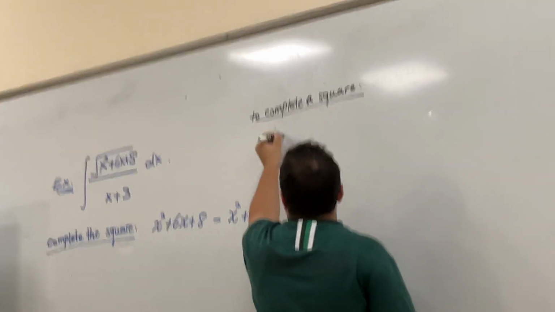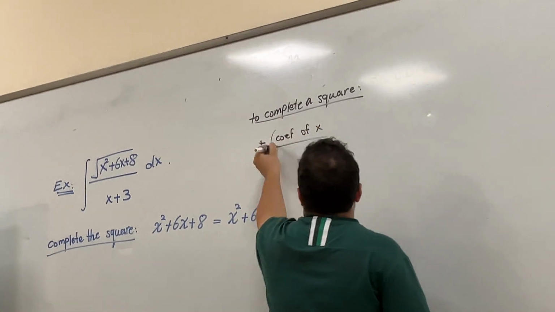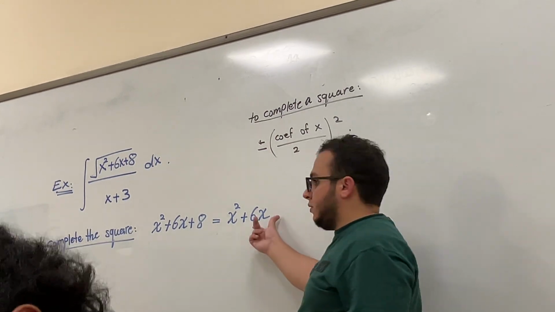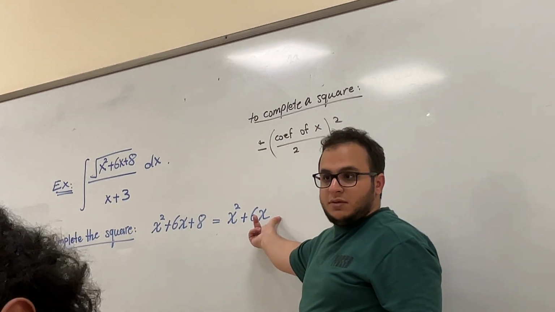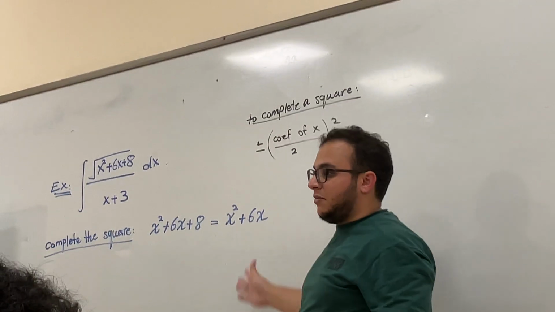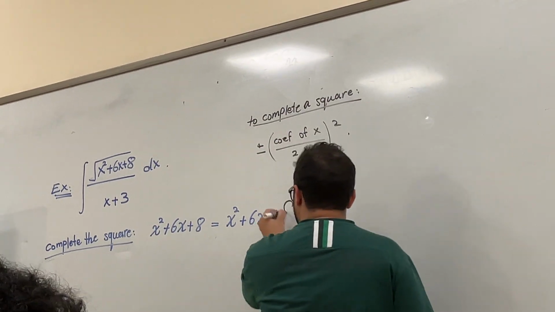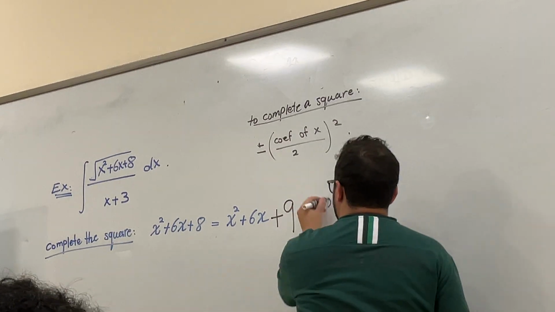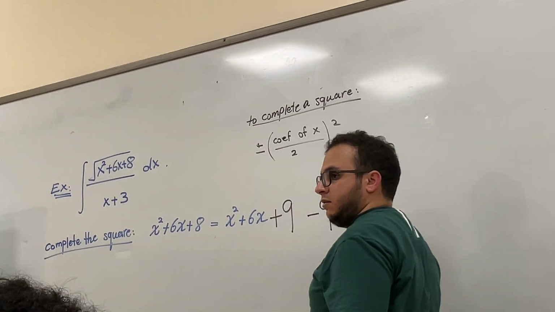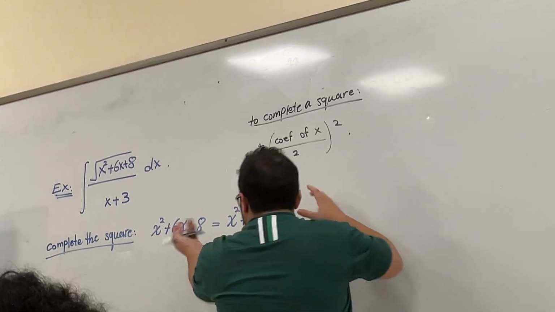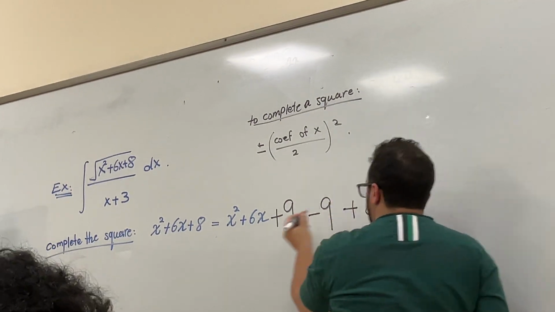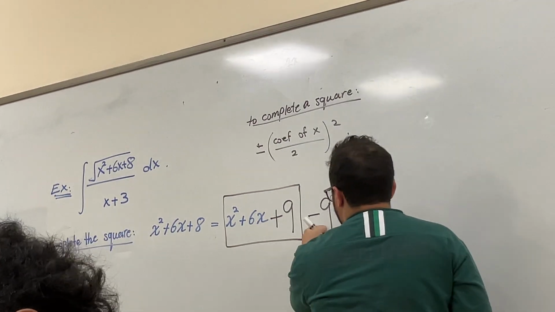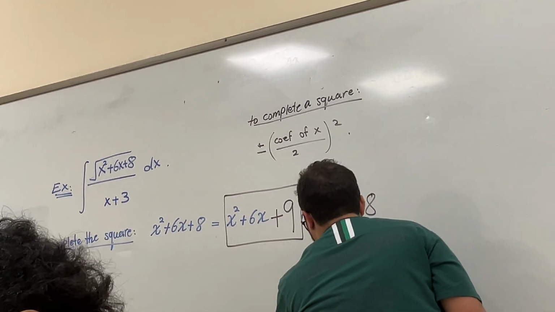Add and subtract the coefficient of x over 2 whole squared. What's the coefficient of x? 6. Divide it by 2, 3. Square it. That's a perfect square. And then I have to not change the question, so I subtract 9. And then there is 8 from the question. But I'm only concerned with this part. That's the perfect square, and this will just be leftovers. Minus 9 plus 8 is minus 1.